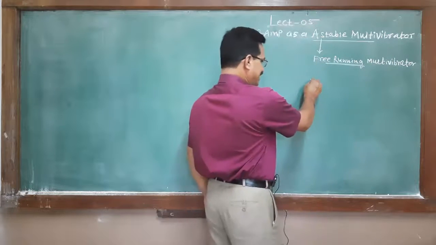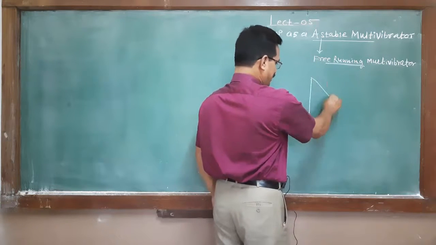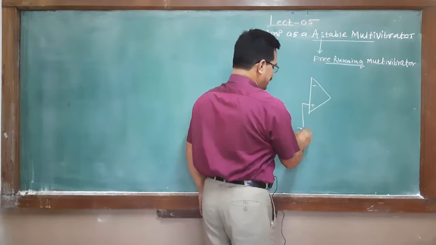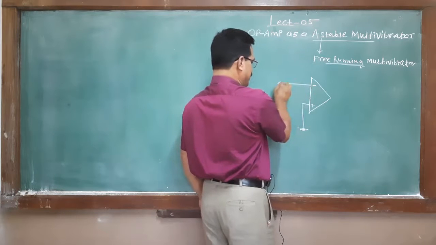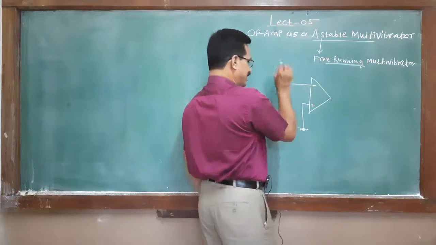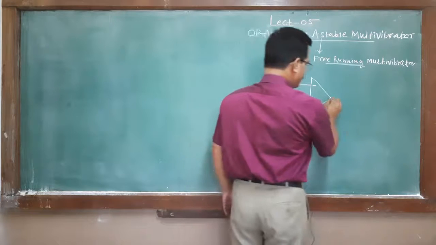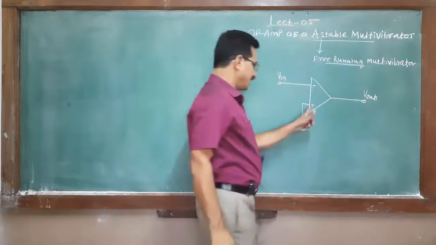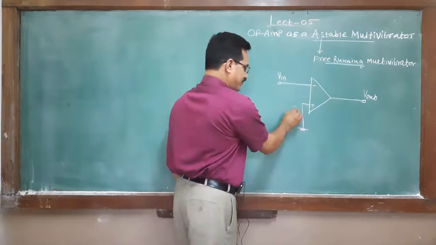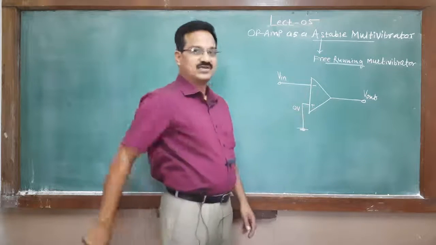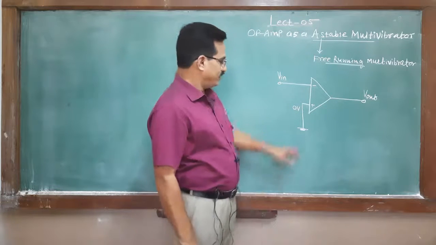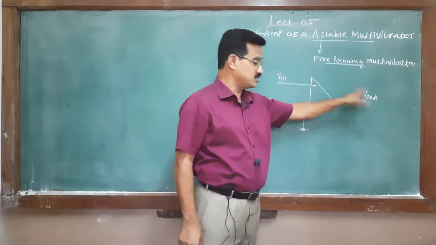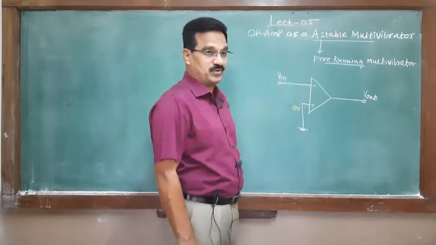Consider a very simple circuit. Here is the minus terminal and here is the plus terminal, this is the ground, and suppose the input is given here and here is the output Vout. Here the reference level is 0 volt. When the reference is 0 volt and the input is equal to 0 volt, the output is equal to 0. This is from the comparator point of view.